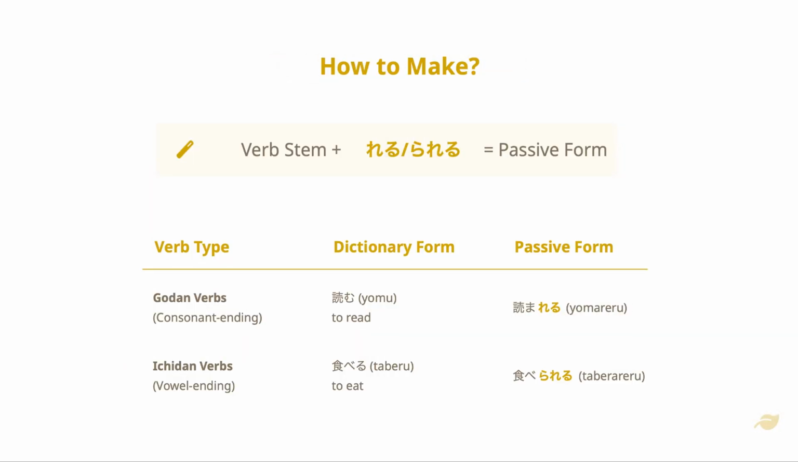Then, how do we make it? We need the verb stem plus reru or rareru to make the passive form. As you might know, for verbs we have three types: Godan verbs, Ichidan verbs, and irregular verbs. Depending on the group, the way to make passive voice changes a little bit, so let's check it out.